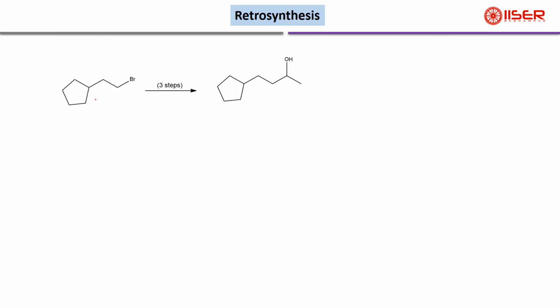How can we prepare this alcohol from this bromide in 3 steps? So we have to plan the retrosynthesis in such a way that we need 3 steps. So first we will just break this bond. And there will be a bromide.